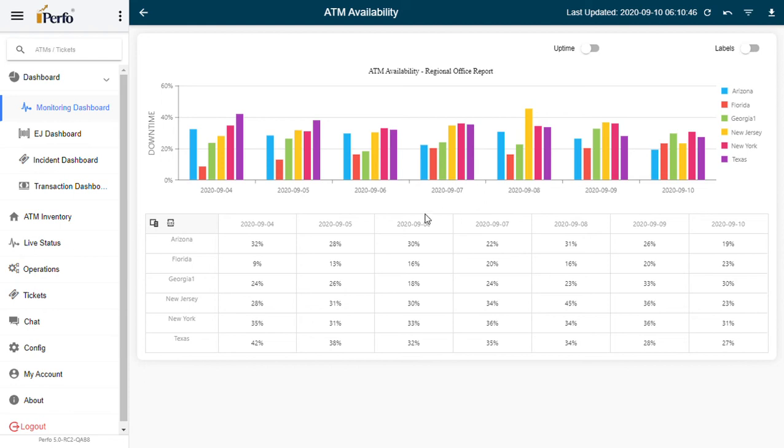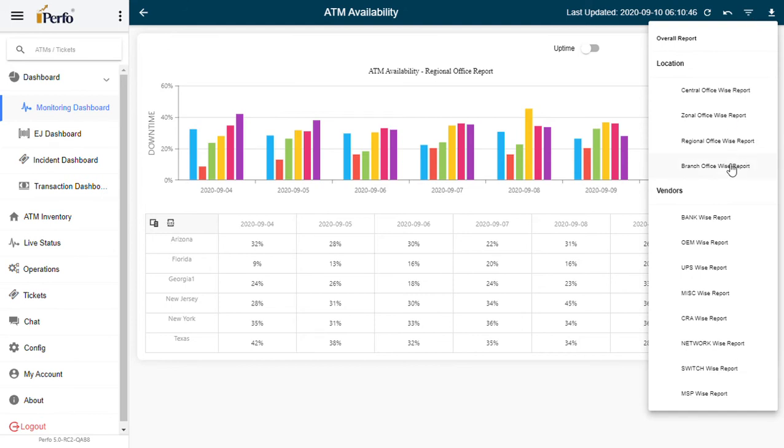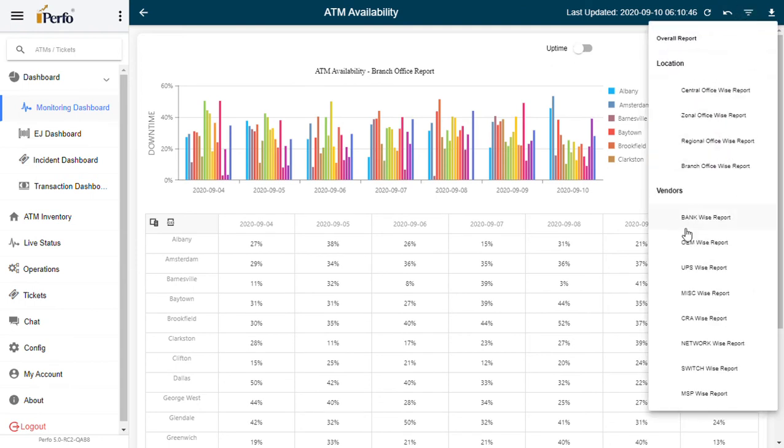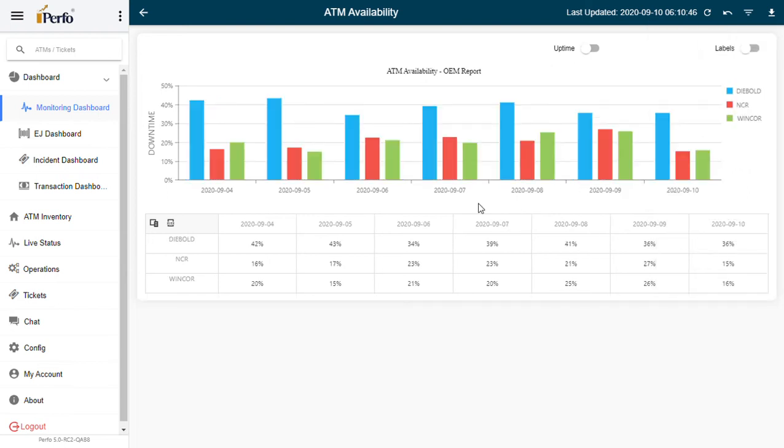So from a regional standpoint you can look at this kind of analytics, and you can even look at it branch-wise also. If you have multiple branches, you can look at it from a branch-wise context. There are various filters built into that. The other way of looking at it is from an OEM standpoint. Let's say this bank has a mix of Diebold, NCR, Wincor, Perto, many types and many OEM suppliers. Then you could see which machines are performing well and which are reporting more downtime.